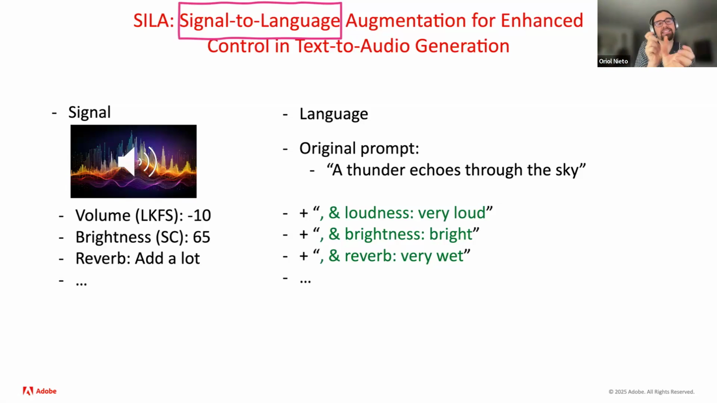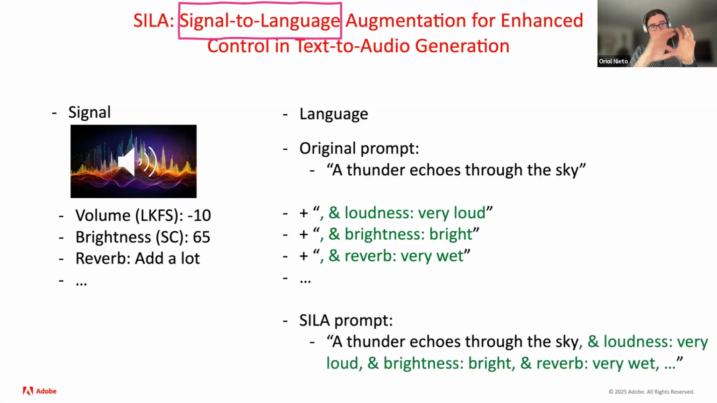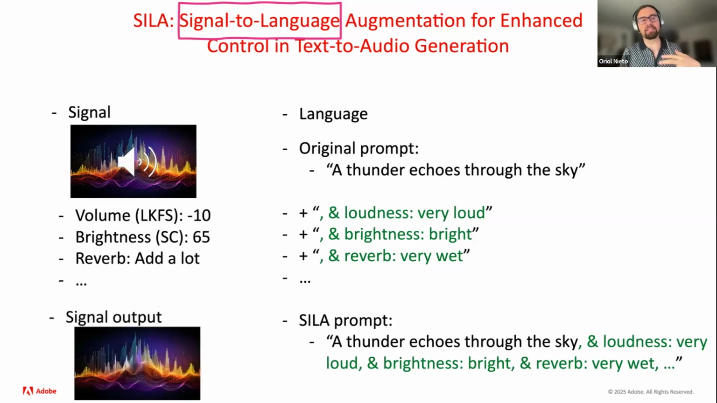And these rules that we are describing here, like if it's minus 10 LKFS of volume, that's very loud, we come up with them based on the distribution of the data from our data set. So it's not hand wavy. And basically, once this is done, the final prompt will look like a thunder echoes through the sky, and loudness very loud, and brightness bright, and reverb very wet. And the final signal in this case, as an example, will have a lot of reverb. I'm just gonna play it for you.